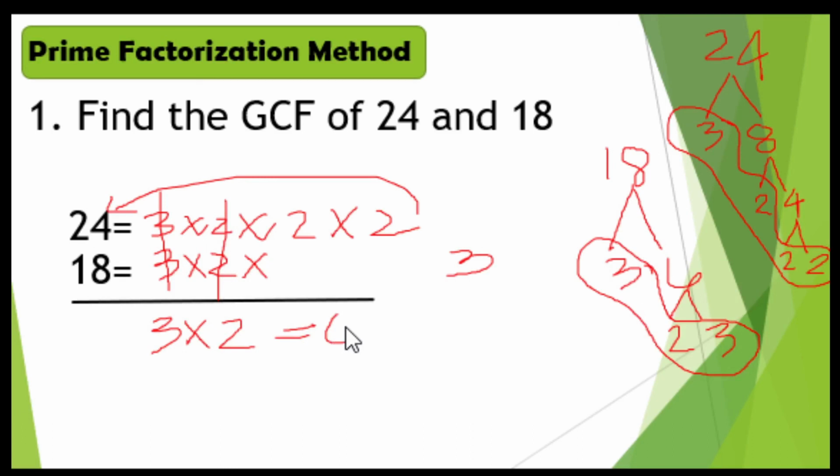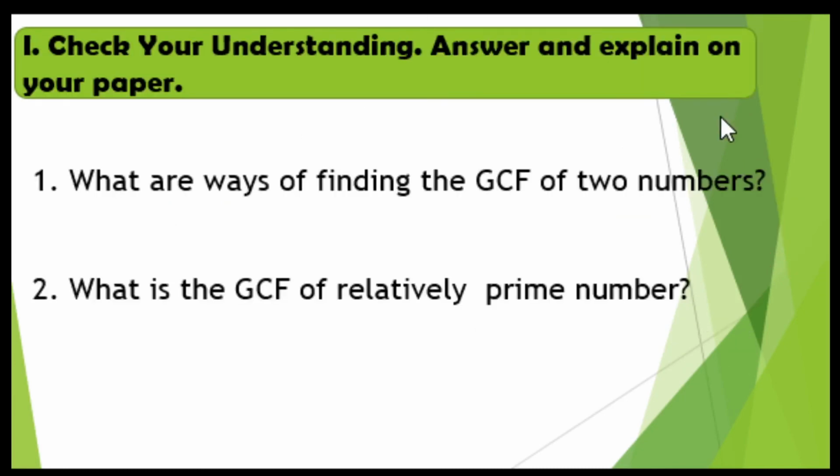And then the answer, if you were asked, what is the GCF of 24 and 18? Your answer is 6. The greatest common factor of 24 and 18 is 6. Children, I hope that you have learned something in our lesson in math subject.